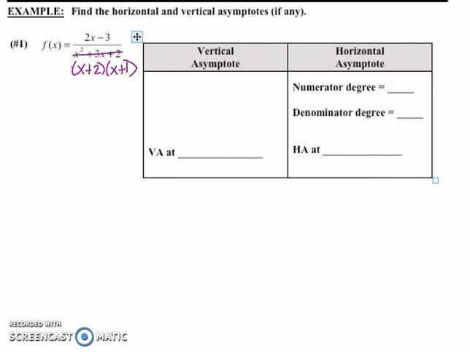So because I have two values that could make my denominator 0, this tells me that I'm going to have two vertical asymptotes, because again, vertical asymptotes are going to be values that make the denominator equal 0. So I'm going to have a vertical asymptote at x equals -1 and at x equals -2.